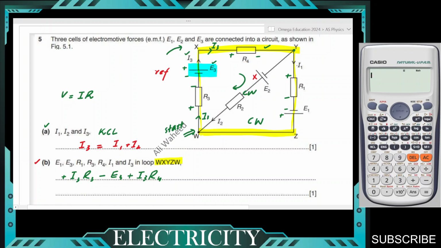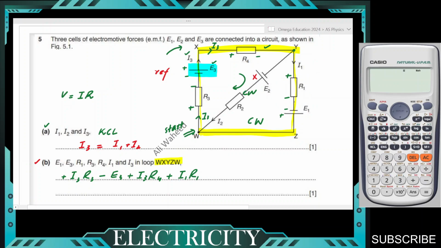Now we move to this point and take a look at this component. So I3 R4 with the positive sign, we are done with that. Let's move on to the next component. For this one, once again, since we are moving clockwise, we are moving from positive towards the negative side. So the voltage would be written with the positive sign, and it would be V equals IR. And current is I1, the resistance is R1. Done with this one as well.